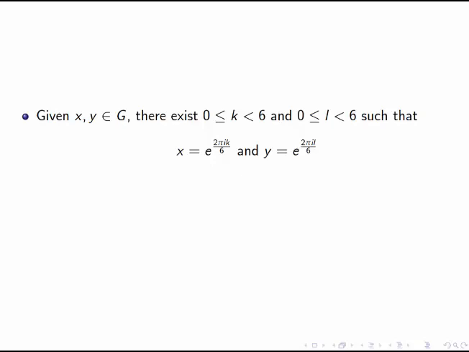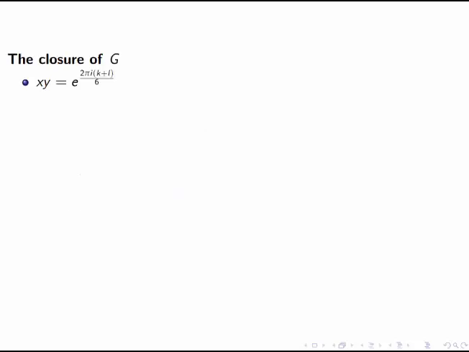Okay, so suppose you let x and y be 2 elements of the group. Then you can rewrite x as e^(2πik/6) and y as e^(2πil/6), where k and l are between 0 and 6. Right? So now let's look at this product here. If we look at this product, we can rewrite this as e^(2πi(k+l)/6).